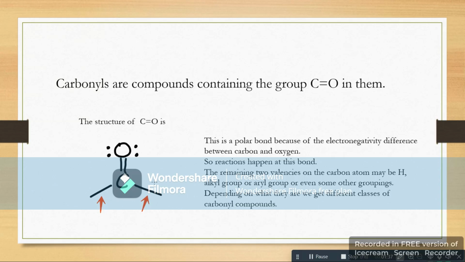Then, about the bond C double bond O. This is a polar bond because of the electronegativity difference between carbon and oxygen. So basically, the carbon-oxygen bond has got partial positive character at the carbon and partial negative character at the oxygen. So this you can take it as being partially positive, and this you can take it as being partially negative. Therefore, reactions are very common in this bond.